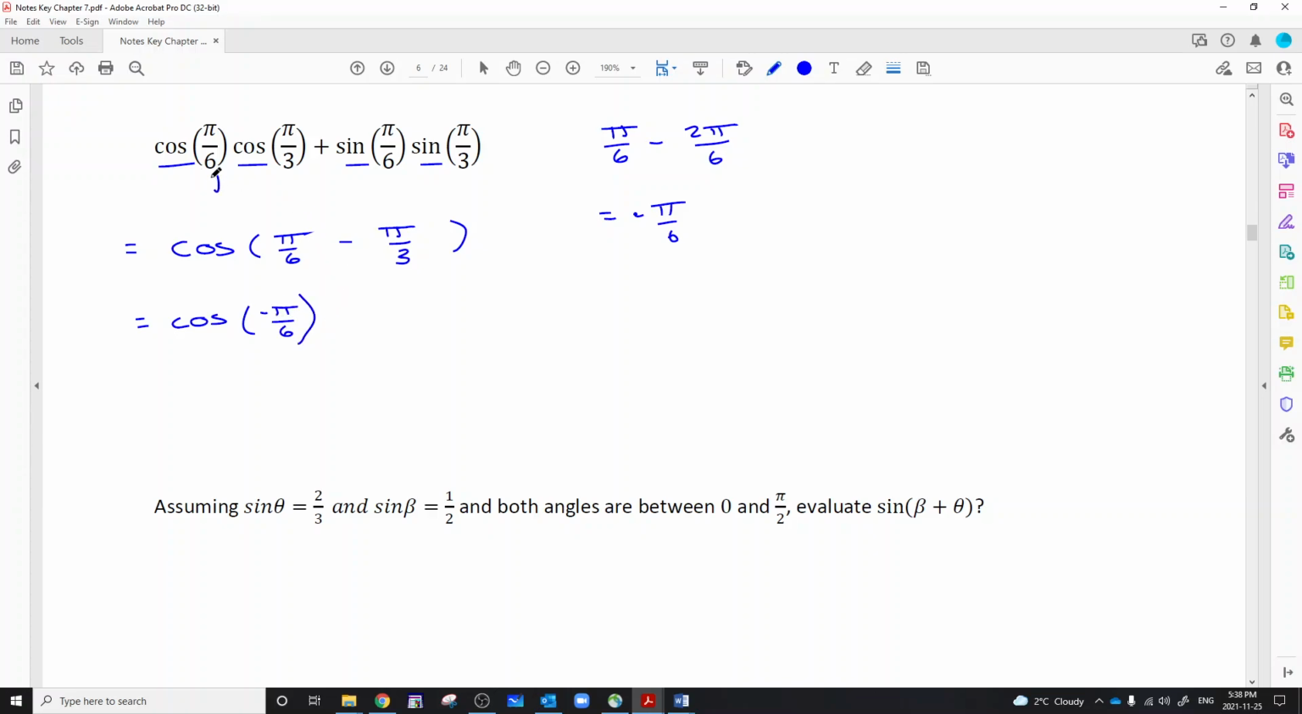Now this one, these were actually exact to begin with, so you could have evaluated this, but the question said to write it as a single trig expression. So I've done that. So I'm going to evaluate this guy.